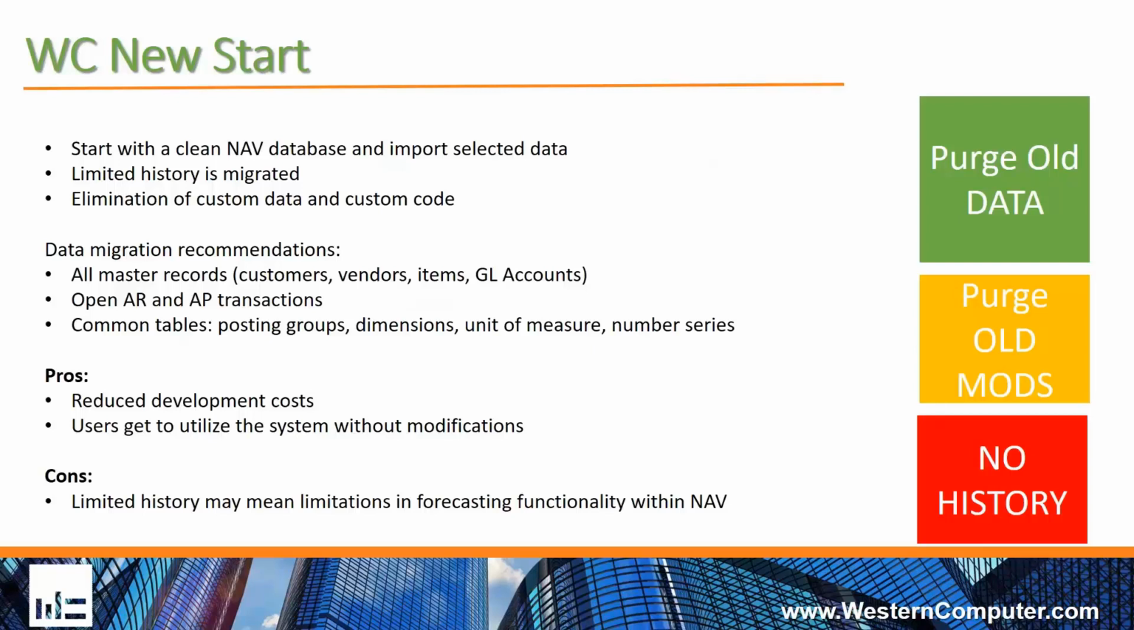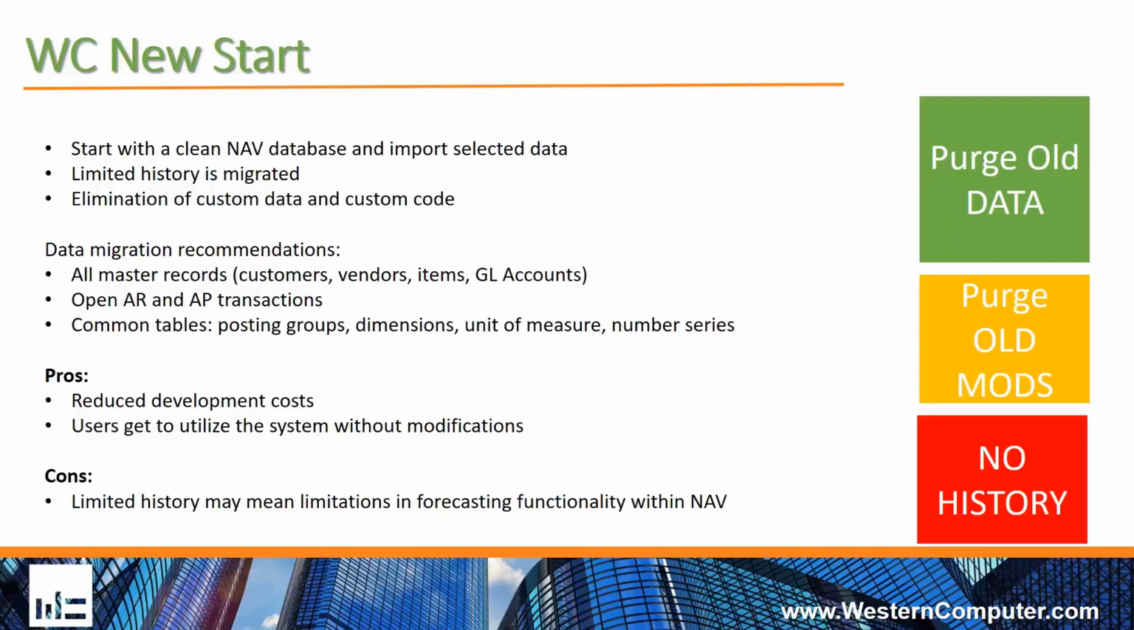Here we start with a clean NAV database and import only selected data. Select your master records, your customers, your items, your vendors, that kind of stuff. Some transactional records, your Open AR, your Open AP, and some of the current setups that you use. Limited history is migrated. So here we're not pouring over millions of records coming into your new system. This keeps things moving faster, smoother, keeps the database from excessively growing.